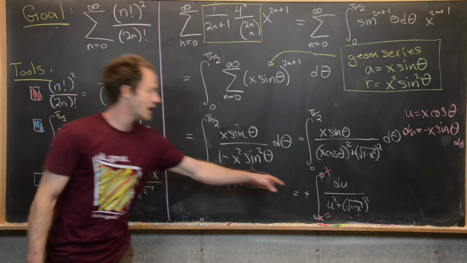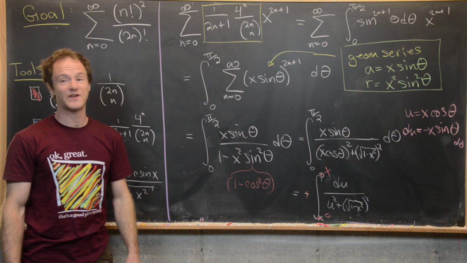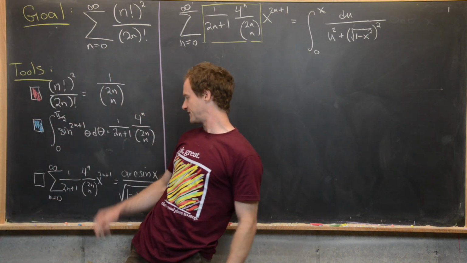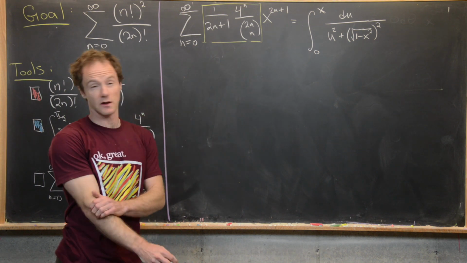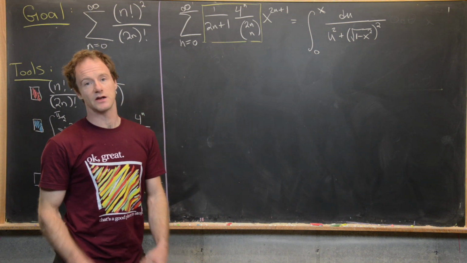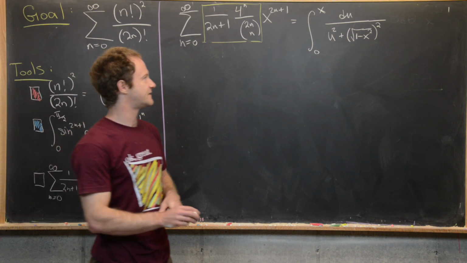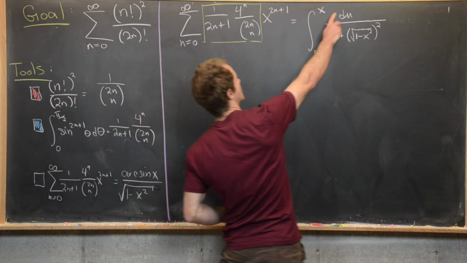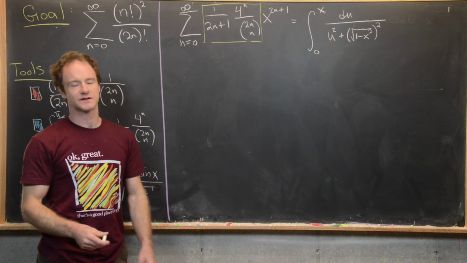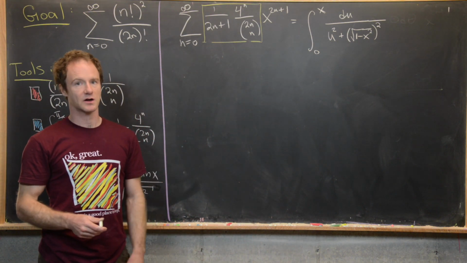Okay, so now let's go ahead and bring this up and then we'll finish off this last tool. So on the last board, we worked the left-hand side of this tool down to the following integral in terms of u. So now let's go ahead and evaluate this integral. So I'm going to use the fact that I know the integral of du over u squared plus something else squared. So I'll let you guys go ahead and look up that integral.